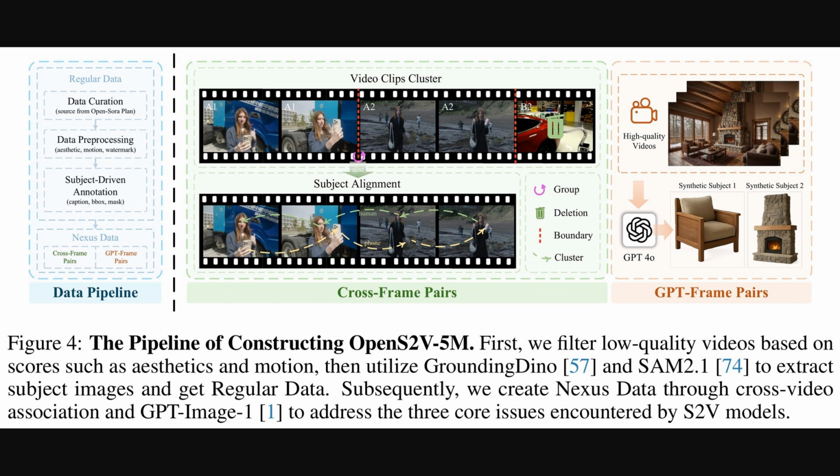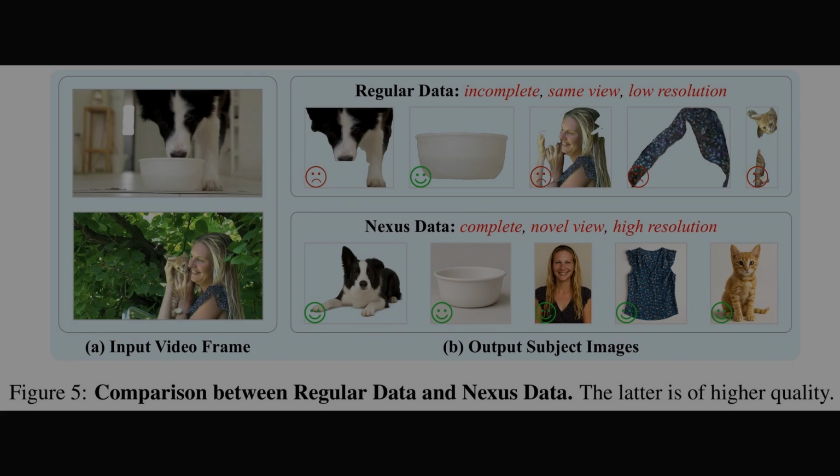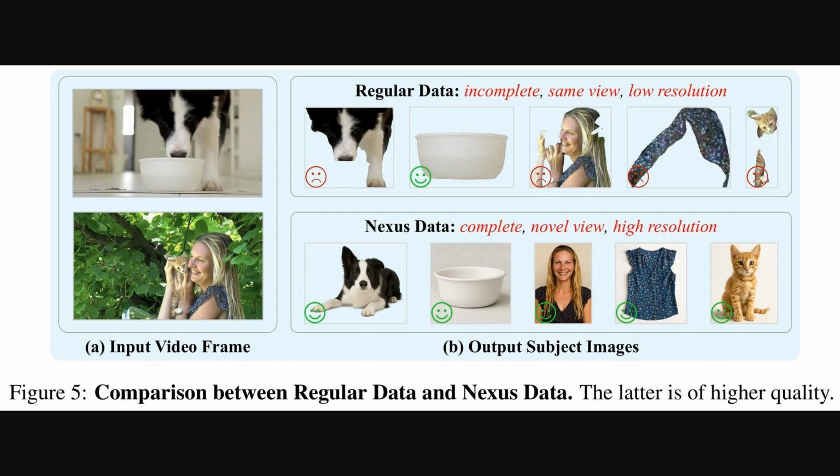Crucially, below that, the pipeline details the creation of Nexus Data. This special dataset component includes cross-frame pairs, which involves linking the same subject across different parts of a long video. It also includes GPT frame pairs, where GPT image 1 is used to synthesize complete multi-view images of subjects from raw frames. The whole point of this Nexus Data is to help models overcome common issues like the copy-paste problem and improve generalization.